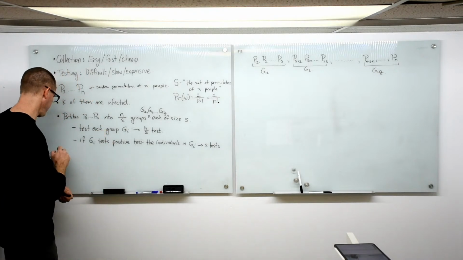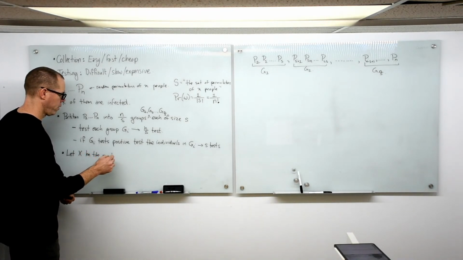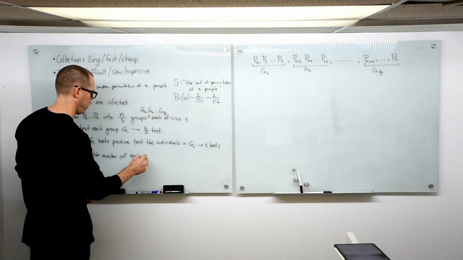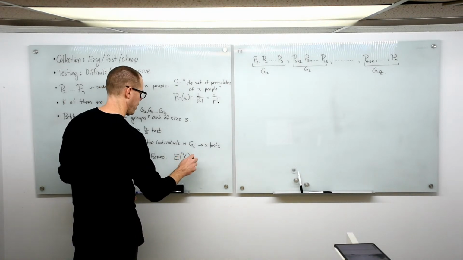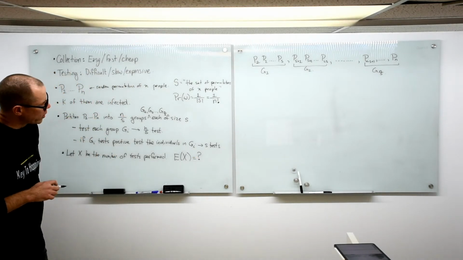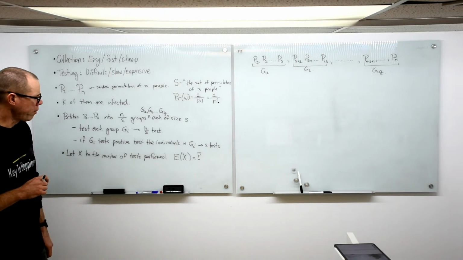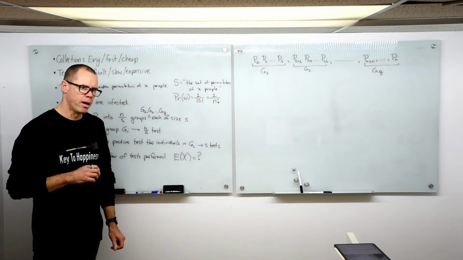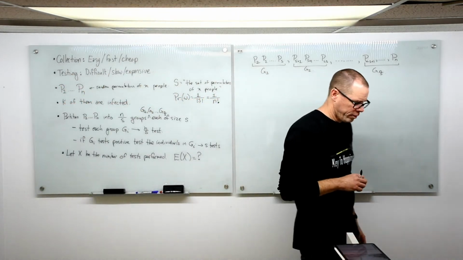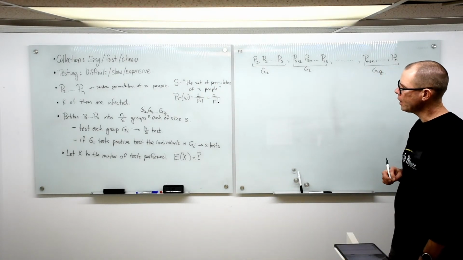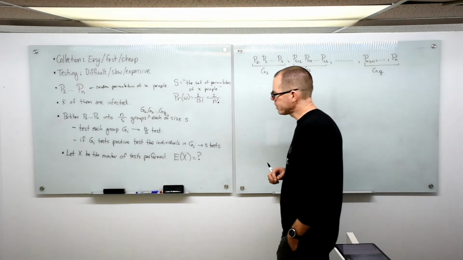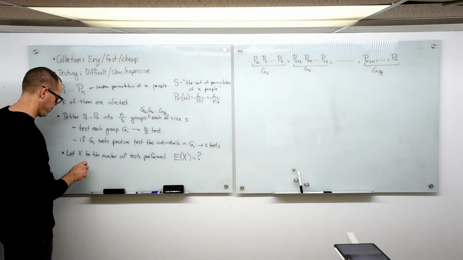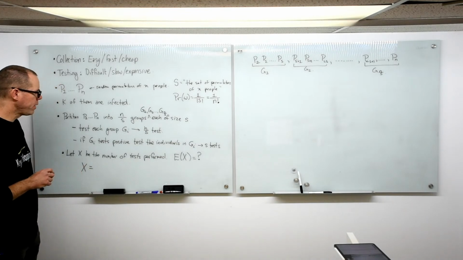So we're going to say let X be the number of tests performed, and we would like to know the expected value of X. We just saw an excellent example when n is 1,000,000 and k is 1, that we can make the expected value of X 500 times smaller than n. So maybe it'd be good to know this in general. All right, so how are we going to do this? Well, what do we know about X?